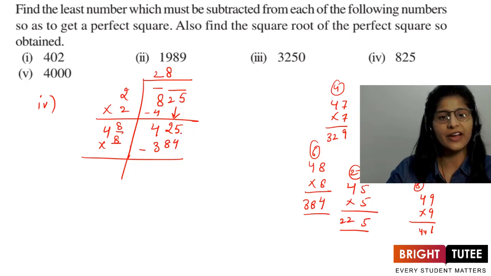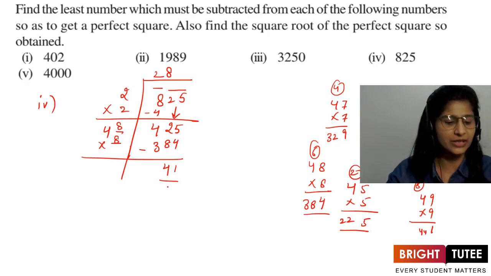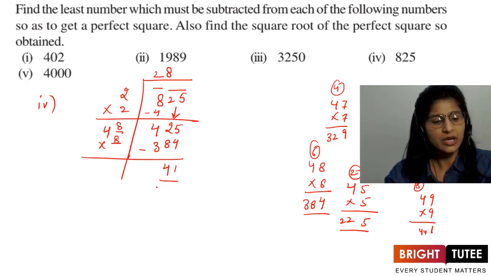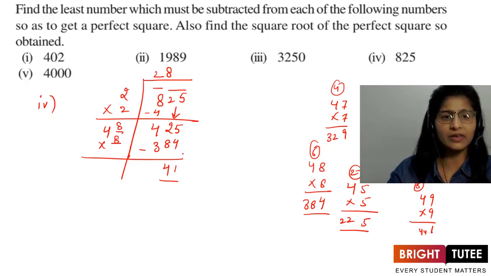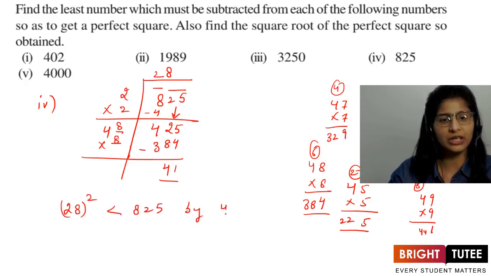Let's subtract it. 5 minus 4 is 1. Here we have 2. So 12 minus 8 is 4. We are left with 41. Right? So what we need to do with it? That means 41 is extra in this number. Also we can say square of 28 is less than 825 by 41.